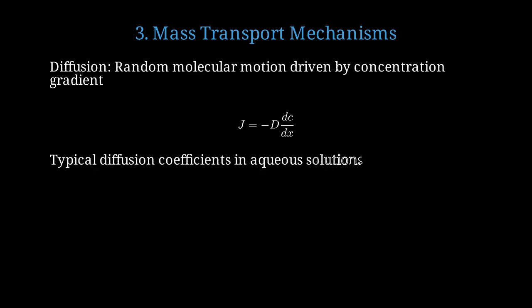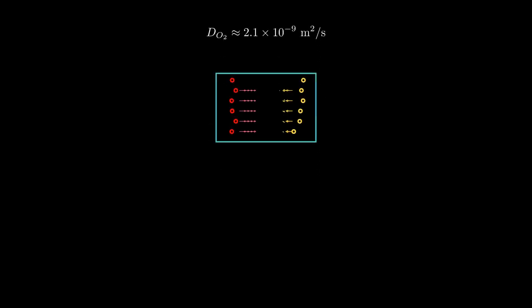Let me give you some numerical estimates for diffusion coefficients. Hydrogen in water has a diffusion coefficient of about 4.5 times 10 to the minus 9 square meters per second. Oxygen in water diffuses at approximately 2.1 times 10 to the minus 9 square meters per second. This diagram shows diffusion at the fuel-oxidant interface. Molecules move from high to low concentration regions, creating the reactive zone where electrochemistry occurs.